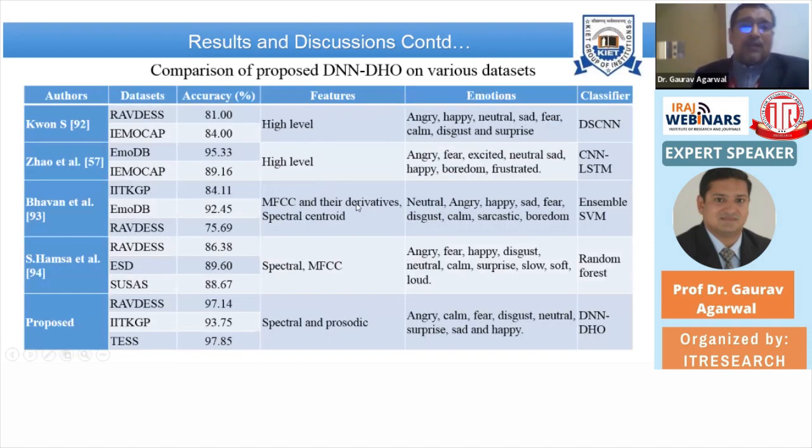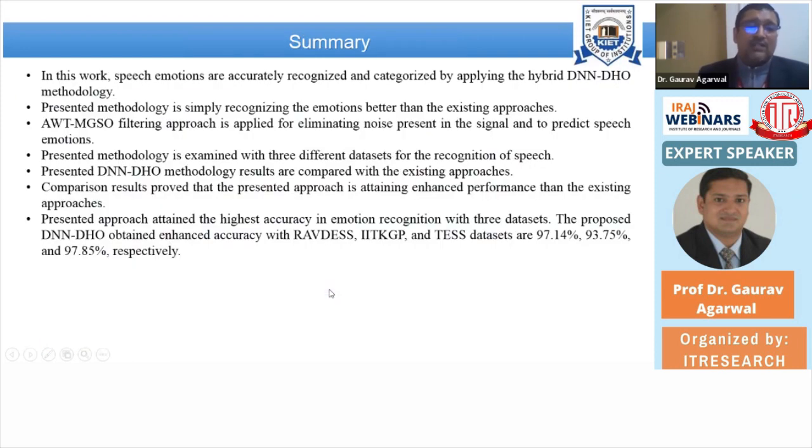Finally, when we compared our results with the existing results, we found the basic problem with the existing work is that they dominate on a single type of feature, whether they selected high level features or low level features. But in the proposed work, we used two types of features, that are spectral and prosodic features. That's why the accuracy of the proposed model comes out to be 97.14 for RevDes, 93.75 for IIT Kharagpur, and 97.85 for the Toronto dataset.